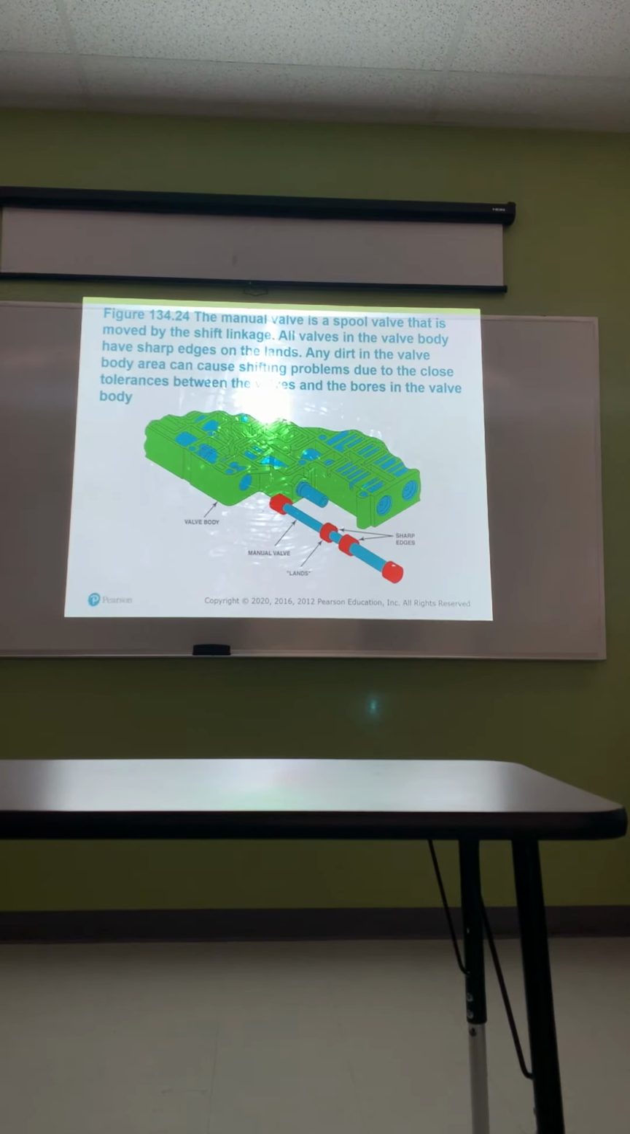The manual valve body is a spool valve that is moved by shift linkage. All the valves in the valve body have sharp edges on the lands. Any dirt in the valve body area can cause shifting problems due to the close tolerances between the valve and the bores in the body.